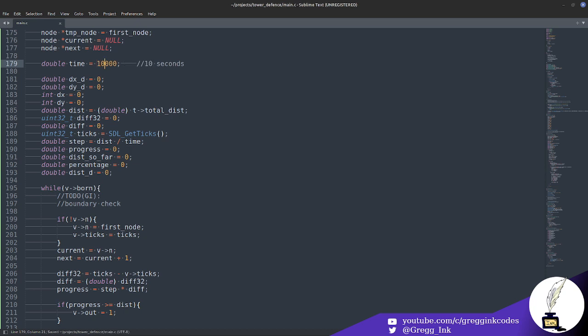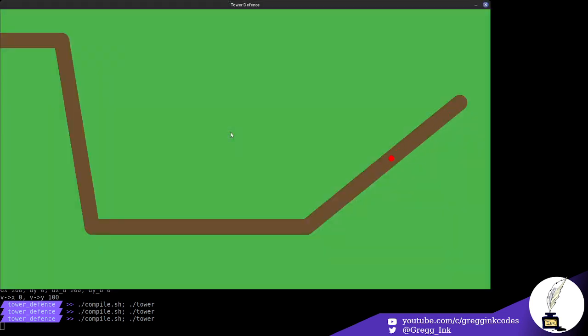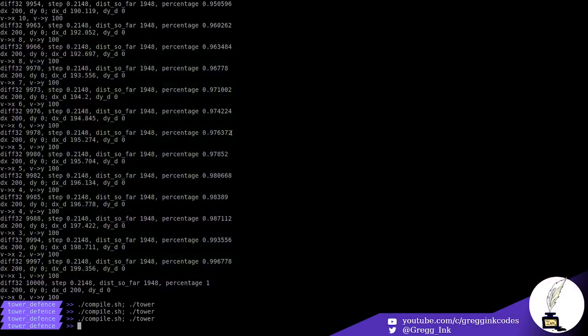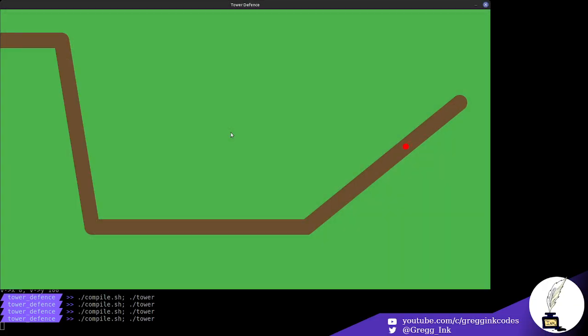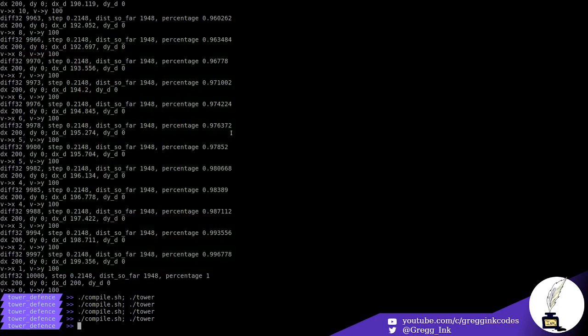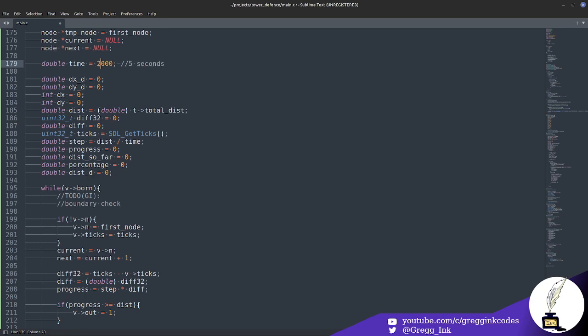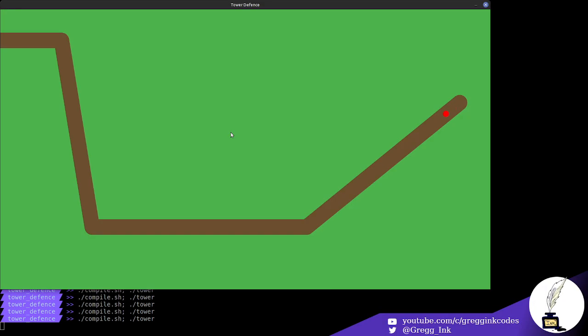Hold on. 10 seconds. About right. Let's make it 5 seconds. 1, 2, 3. No, hold on. I mean, that's not playable like that. So, what is a reasonable speed that's still fast for actual gaming speed? Alright, what about 20 seconds?